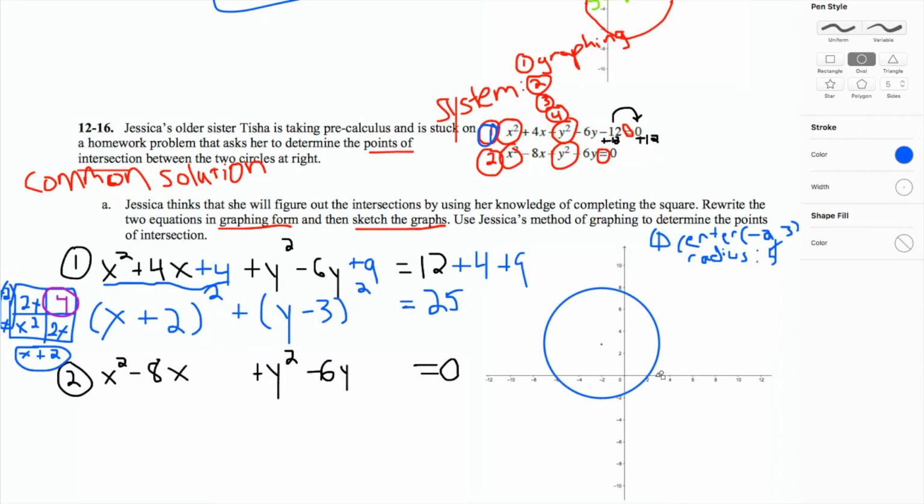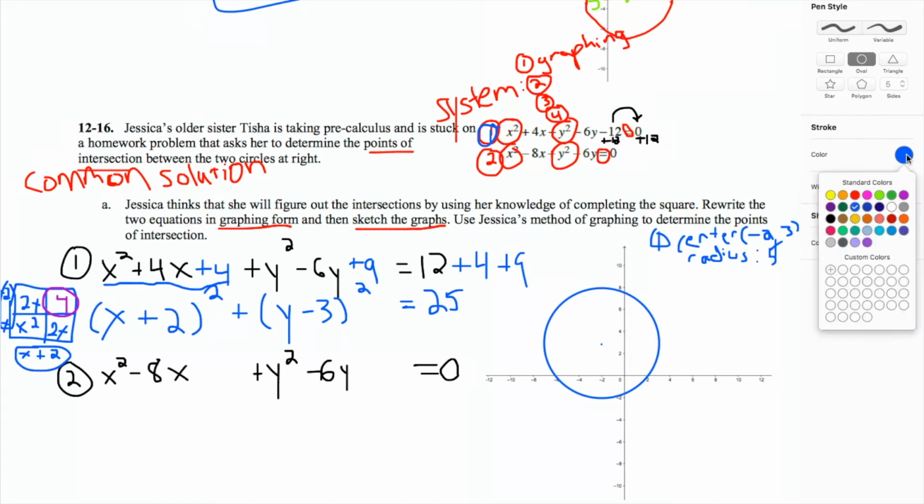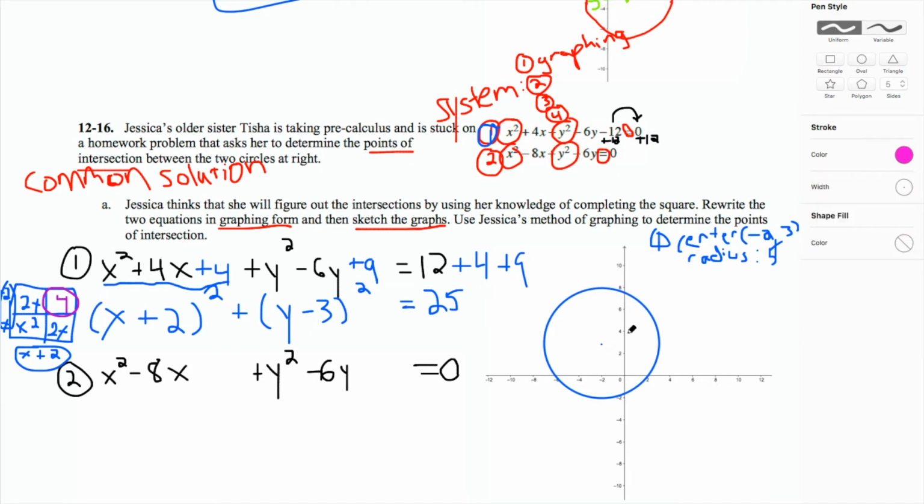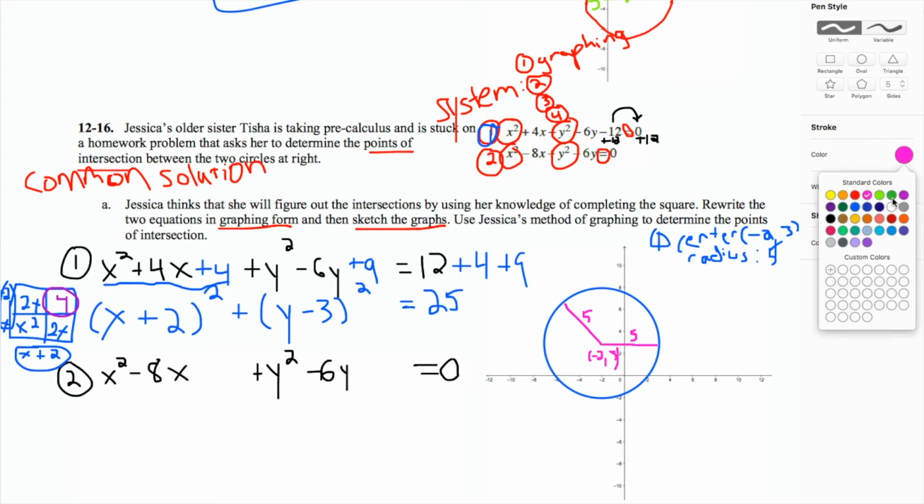Looks like I have a point here at (3, 3), because that is 5 away from (-2, 3). So I have my radius of 5 here in all directions from the center point at -2. Got a point here at (-2, 8), which is 5 away from (-2, 3), right? 5 above (-2, 3). So let's get this other one. Let's do it in a different color. Let's do this funky green color here.